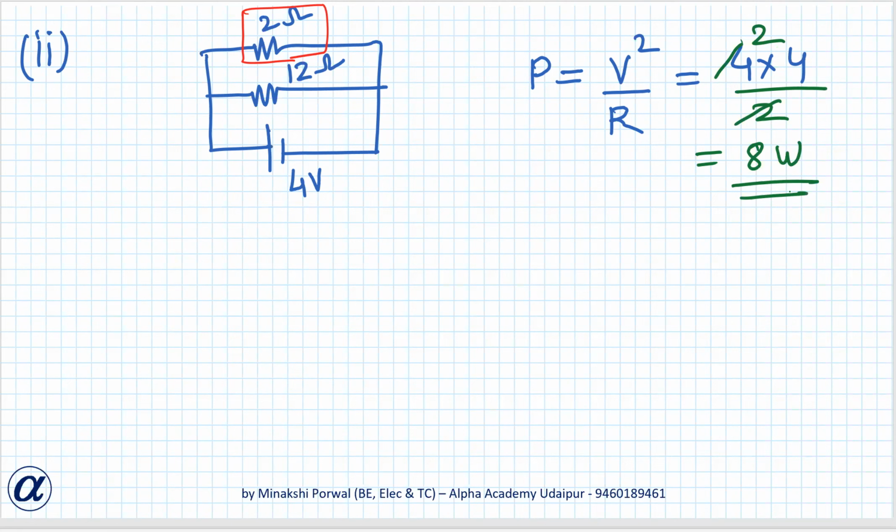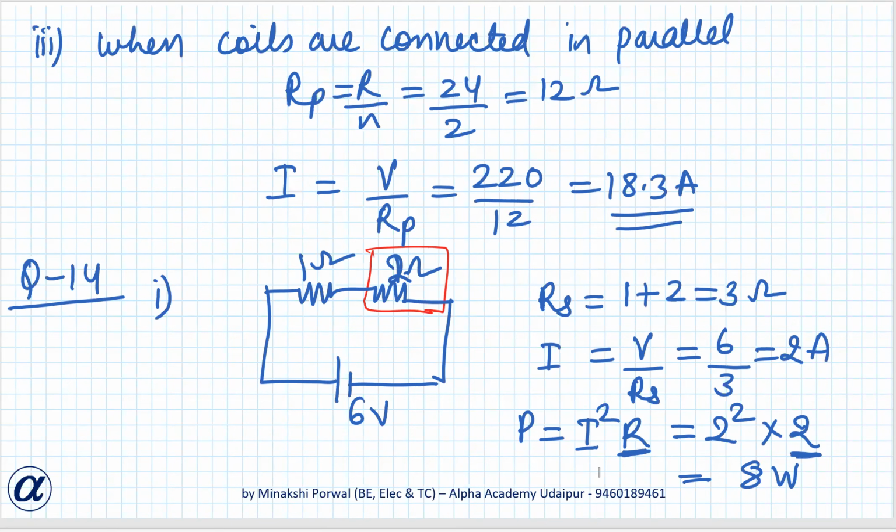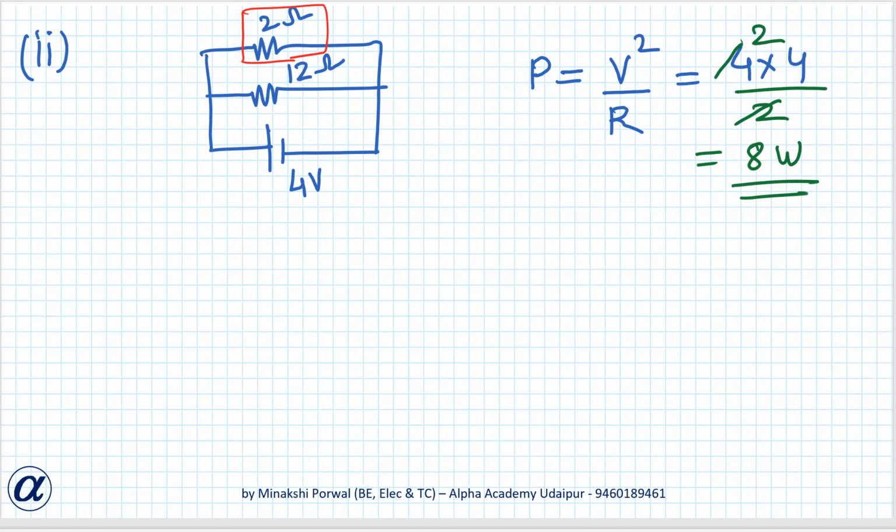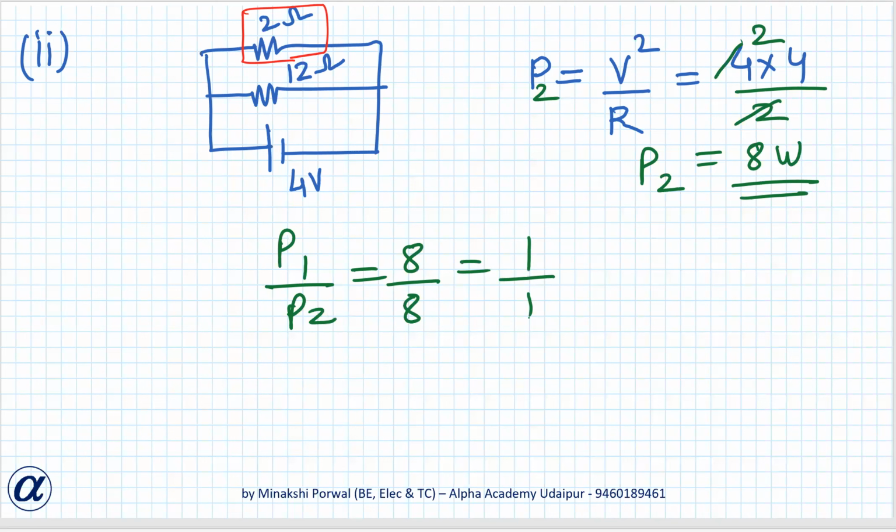Okay, and we have to compare the power, so the power is the same. Or if you want, you can write this as P1 and this as P2, and P1 upon P2 is 1:1. P1 upon P2 is 8 upon 8, that is equal to 1 upon 1.